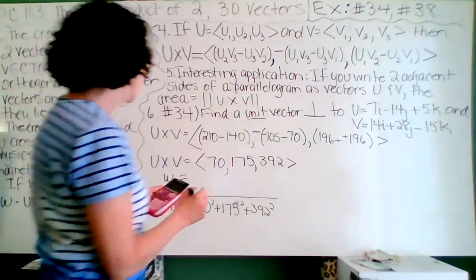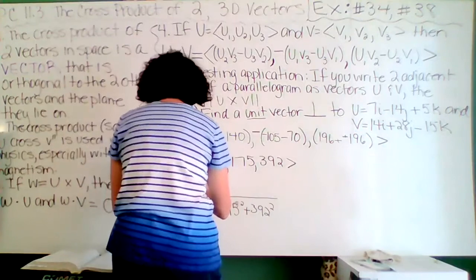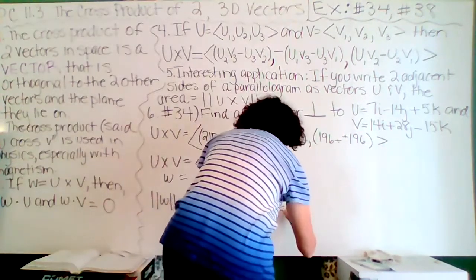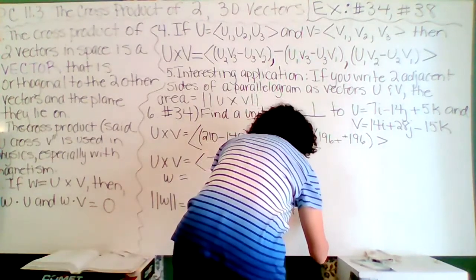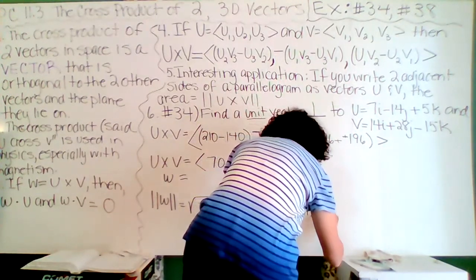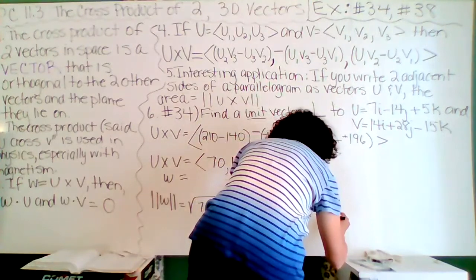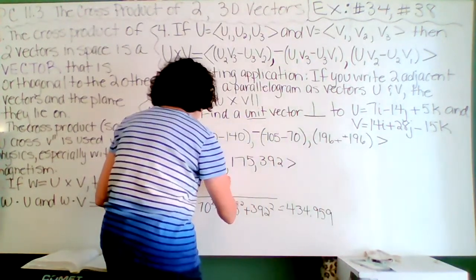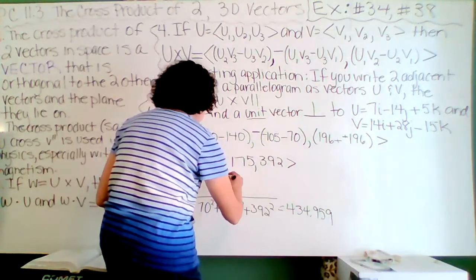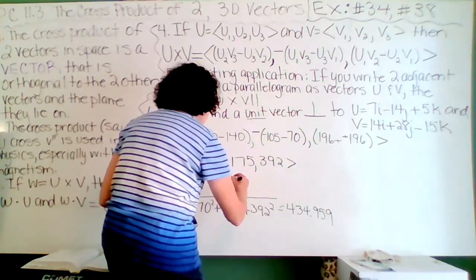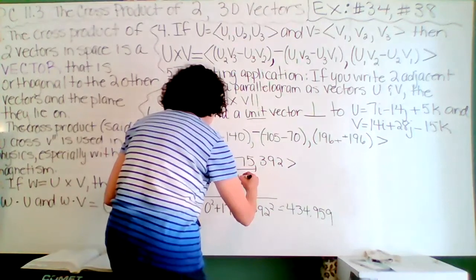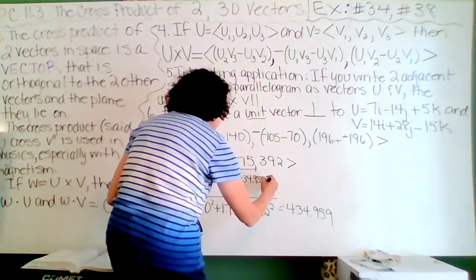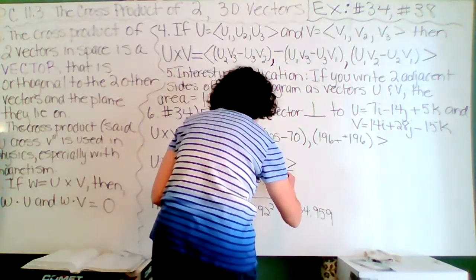And that gives us the square root. You know what? It gives us a decimal. Let's make it a decimal: 434.959. Here we go. So to make it a unit vector, because that would be a really big square root, I will divide each of these by the magnitude. And frankly, I think it's okay to leave it like this.